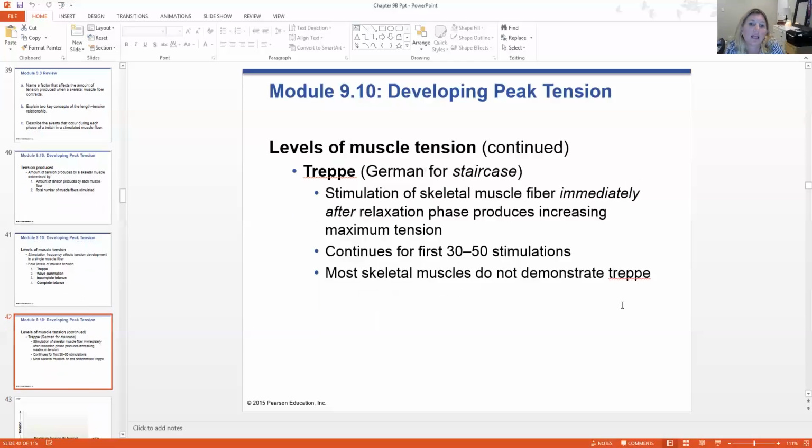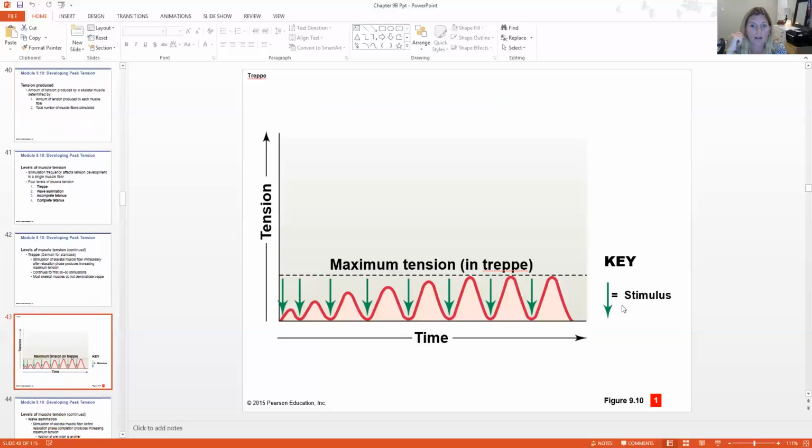Treppe is when a skeletal muscle fiber is immediately stimulated after relaxation. So it's basically beating that muscle fiber over the head with stimulus, getting that muscle to ultimate tension very, very quickly. Most skeletal muscles don't exhibit treppe. Some of them do. It's not as common. Again, being hit over and over and over with that stimulus, and notice each time getting eventually to maximum tension.